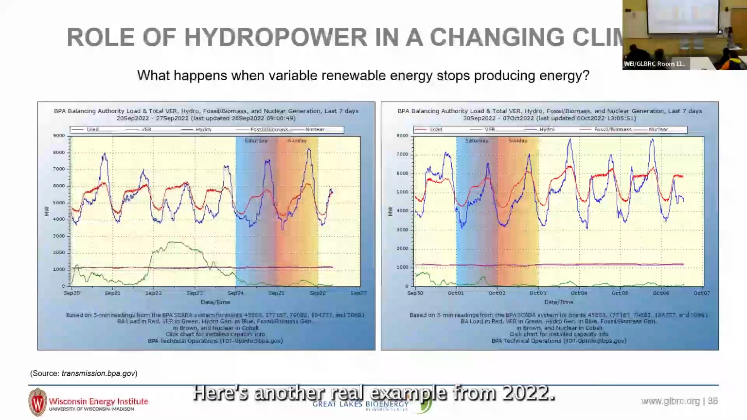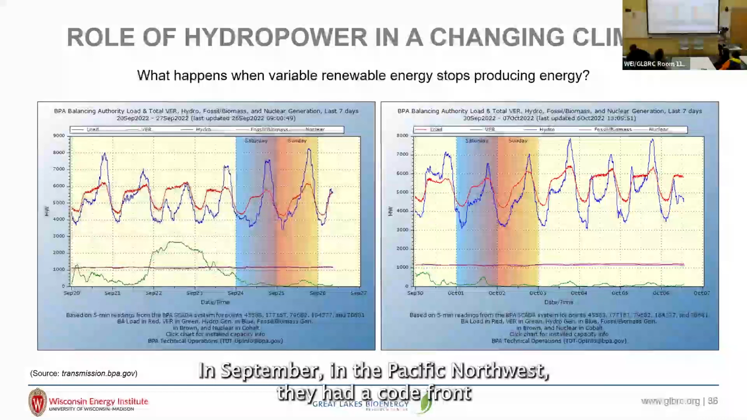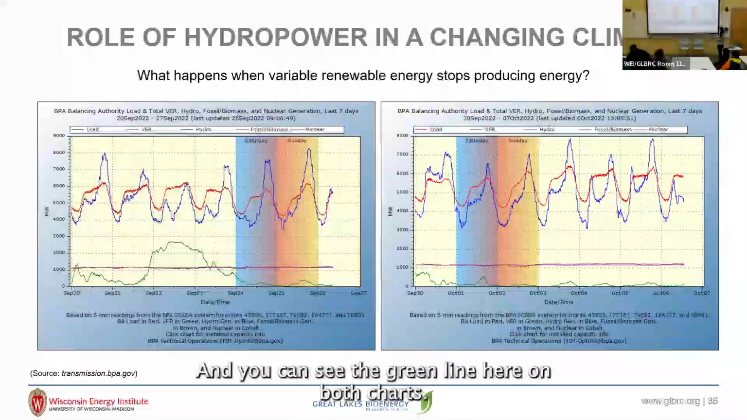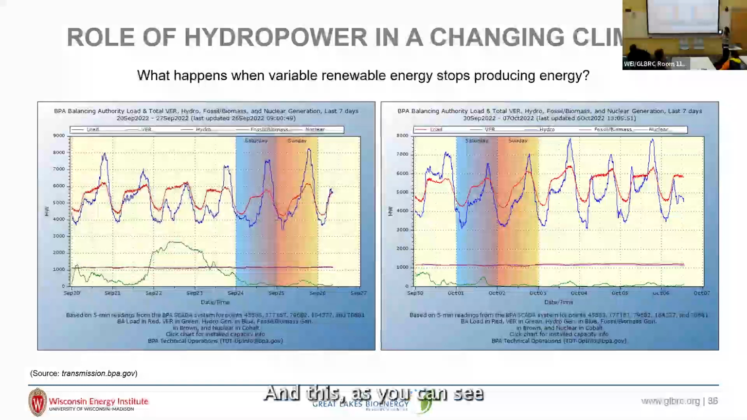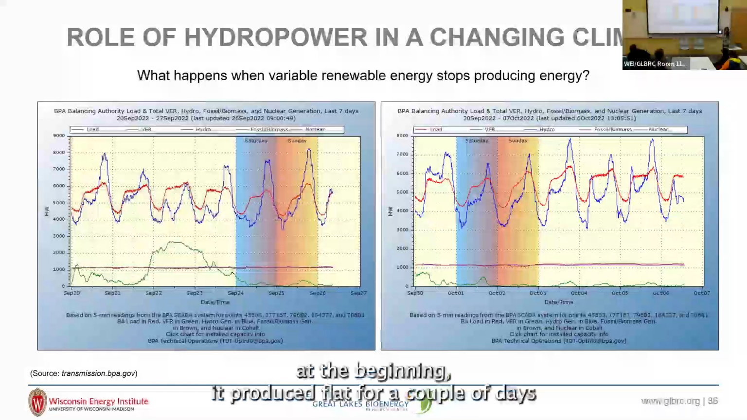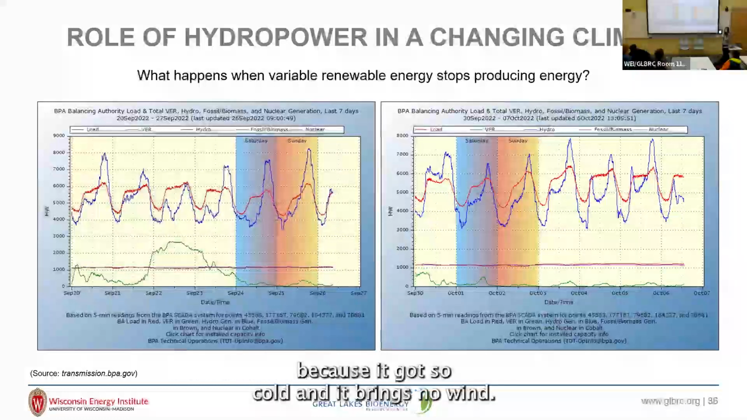Here's another real example from 2022. In September, in the Pacific Northwest, they had a cold front that hit the region. And you can see the green line here on both charts. Those are production from variable energy, which is wind and solar mainly. As you can see at the beginning, it produced a lot for a couple of days. And then towards the beginning of October, it went down to virtually zero because it got so cold and it brings no wind.